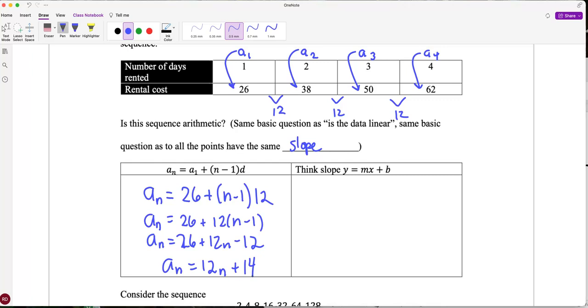Now you can check it and see, does that work? According to this formula, A1 would be 12 plus 14, that's 26. A2 would be 24 plus 14, that's 38, okay?